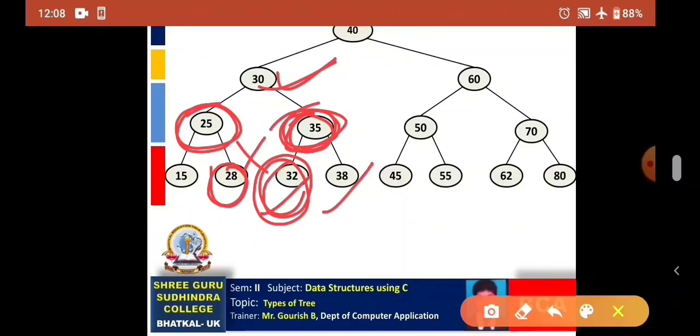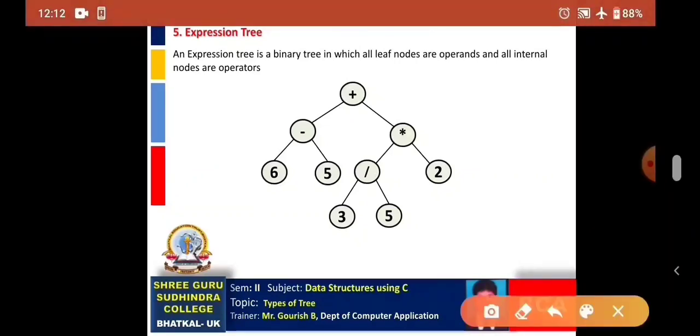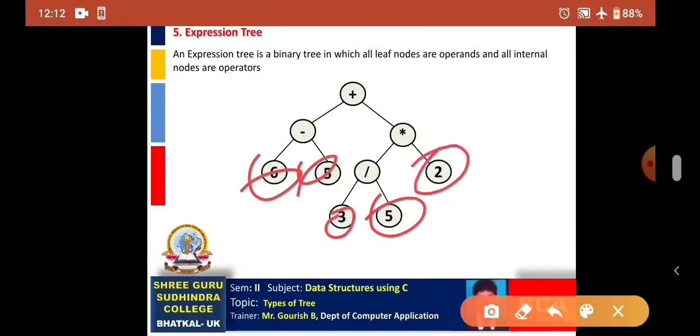Okay? And the last type is expression tree. Fine. An expression tree is a binary tree in which all leaf nodes are operands and all internal nodes are operators, right? This is very simple, right? All the leaf nodes are operands here, right? Leaf nodes means what? Leaf nodes are those which do not have any child, right? See here, leaf nodes are 6, 5, 3, 5. Okay, these all are the leaf nodes, right?